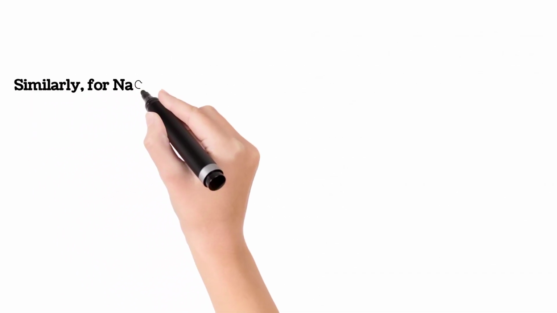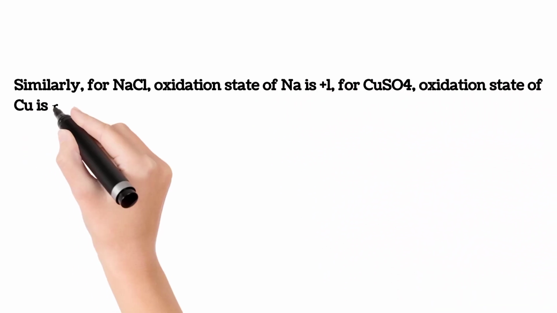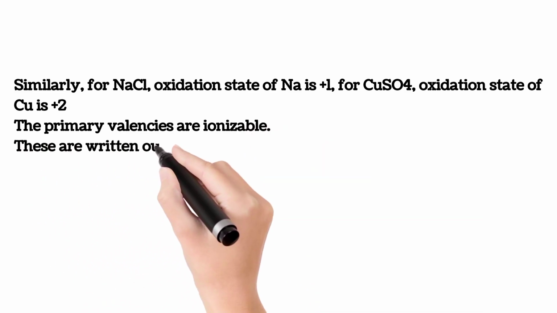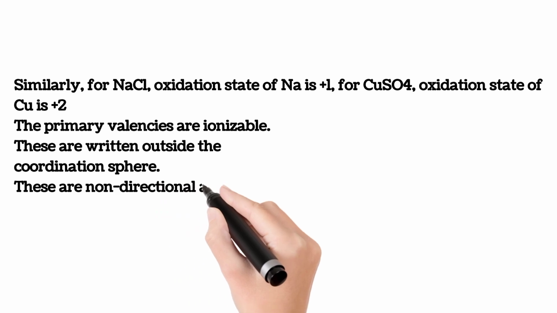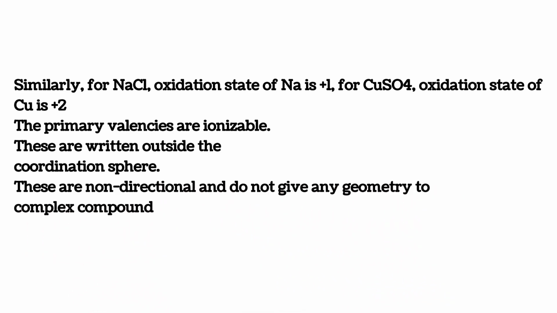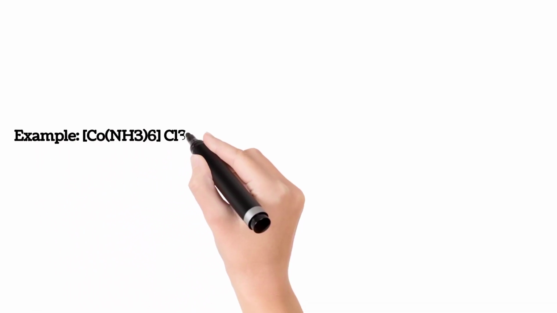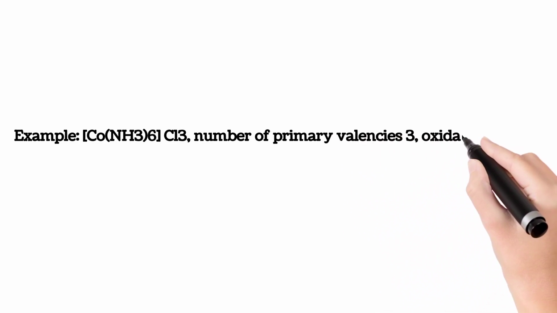Similarly, for sodium chloride, the oxidation state of Na is +1, for copper(II) sulfate, the oxidation state of Cu is +2. The primary valencies are ionizable. These are written outside the coordination sphere. These are non-directional and do not give any geometry to the complex compound. Example: [Co(NH3)6]Cl3, number of primary valencies 3, oxidation state +3.